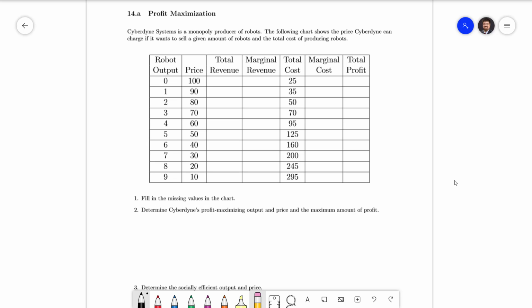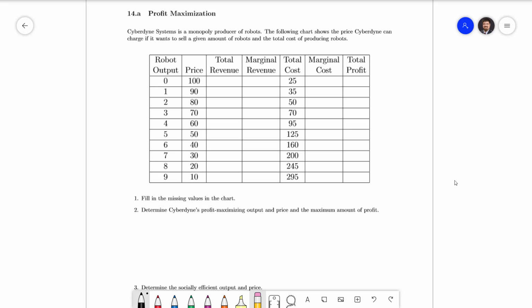In this video I'm going to solve an exercise on profit maximization for a monopoly. In our chart we're given our demand function with the quantity and price, and we're also given the total cost to produce each quantity of output. We're going to use this to fill in our chart.